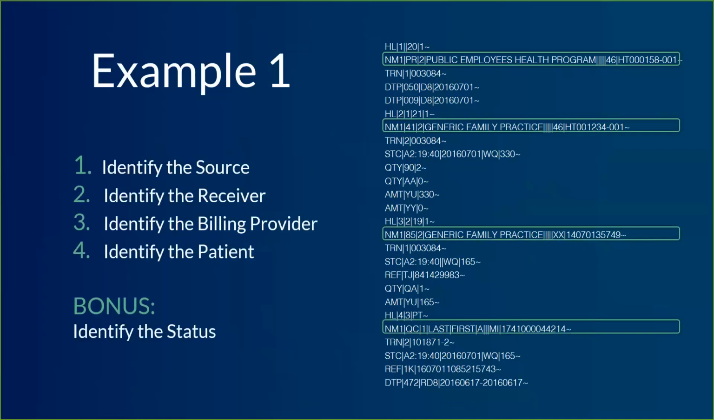Now, if you got as far as identifying the status, hopefully you were looking from the bottom up and you found the bottommost STC right there. And if you remembered, anything between A0 and A2 was an acceptance, so in this case, the 277 was great.